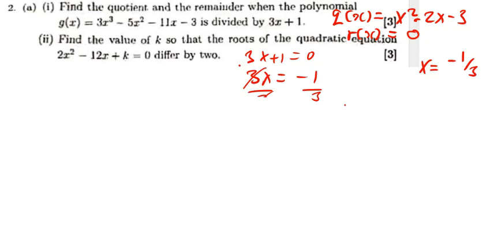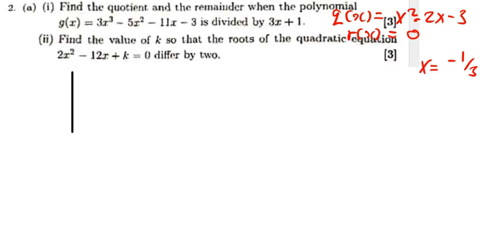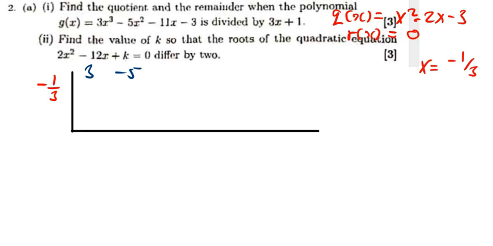Now let us go ahead and use this, the synthetic division. We find the answers. So we have got negative 1 over 3. So we are following this. This is 3, I'll put it here. Negative 5. We are getting the coefficients. Then negative 11. Then negative 3.